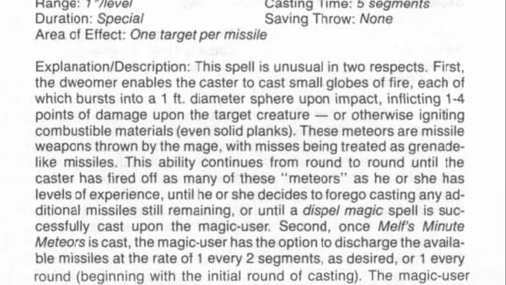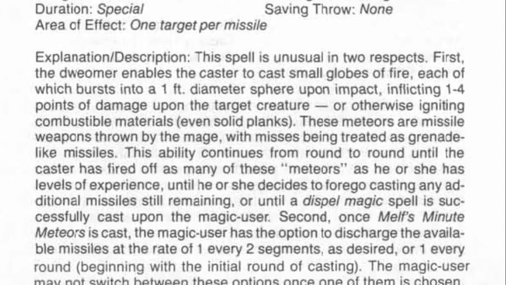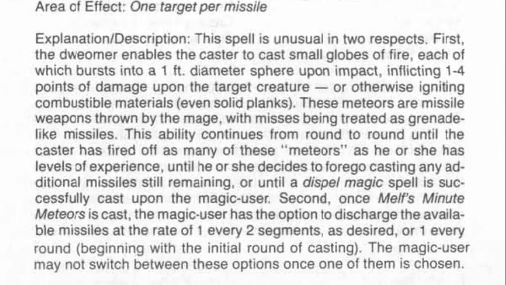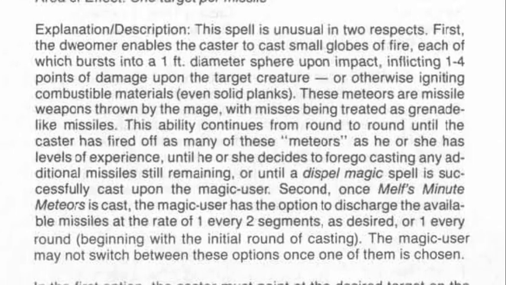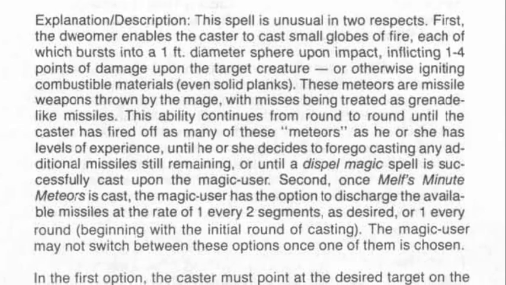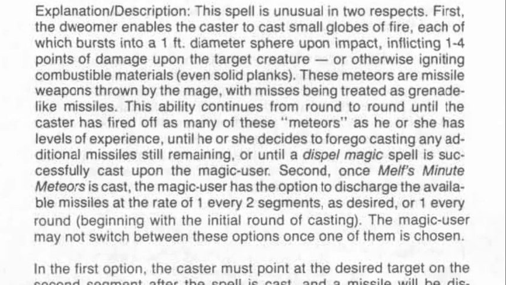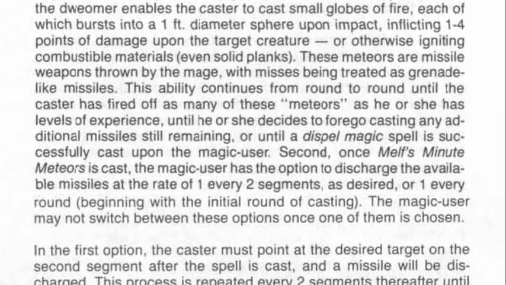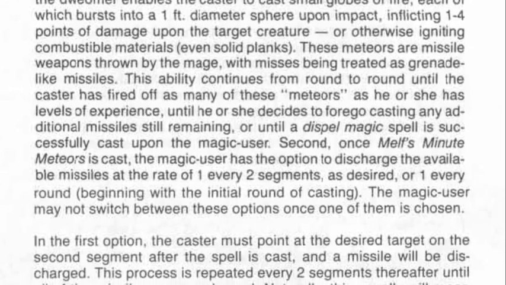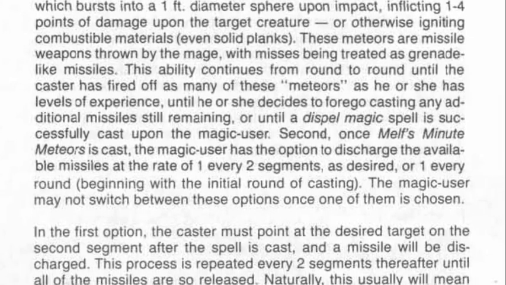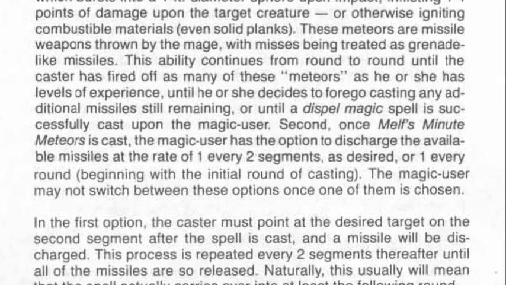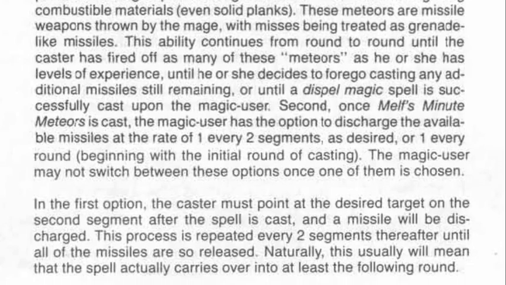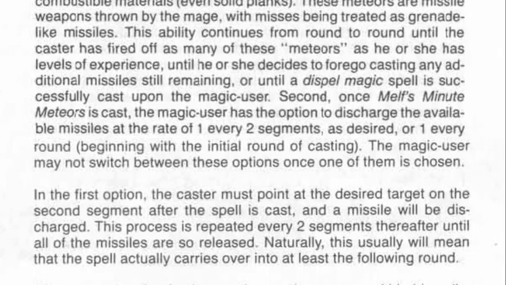This ability continues from round to round until the caster has fired off as many of these meteors as he or she has levels of experience, until he or she decides to forego casting any additional missiles still remaining, or until a Dispel Magic spell is successfully cast upon the magic user. Second, once Melf's minute meteors is cast, the magic user has the option to discharge the available missiles at the rate of 1 every 2 segments as desired, or 1 every round, beginning with the initial round of casting. The magic user may not switch between these options once one of them is chosen.